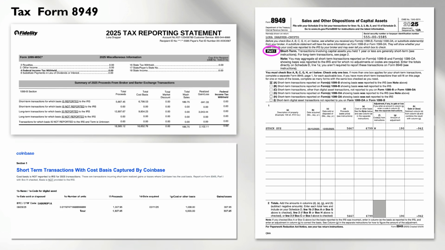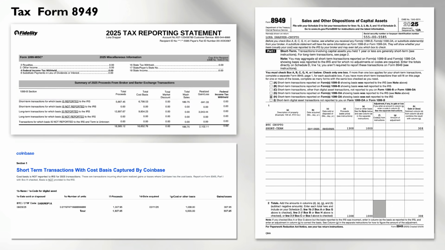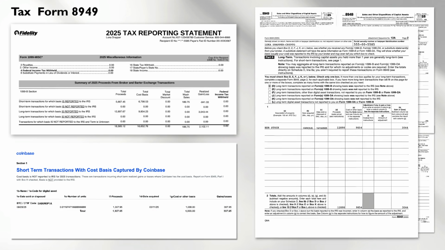The first page is Part 1 with Box A checked. This includes short-term stock sales from Form 1099-B, where cost basis was reported to the IRS from our Fidelity statement. The second page is also Part 1 but with Box B checked. This includes short-term crypto sales from our Coinbase 1099-DA statement, where cost bases were not reported to the IRS.